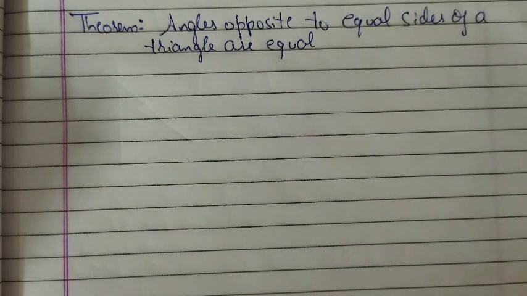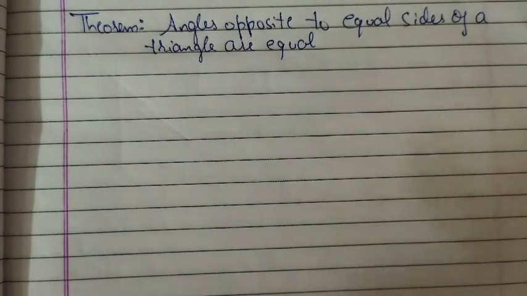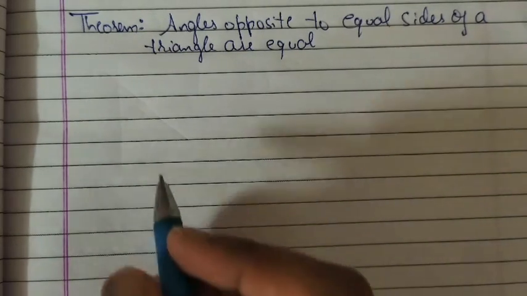So hello all, in this video we will discuss further theorems. The theorem is: angles opposite to equal sides of a triangle are equal. So let's move on to its proof.